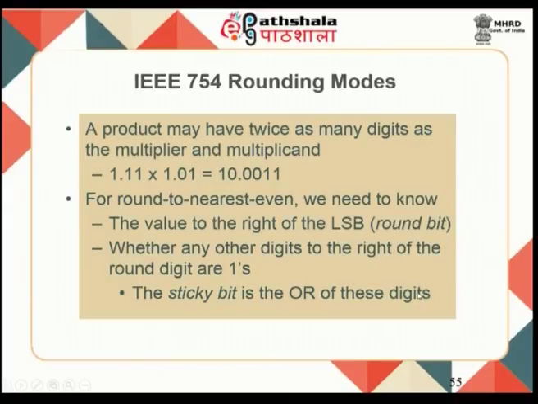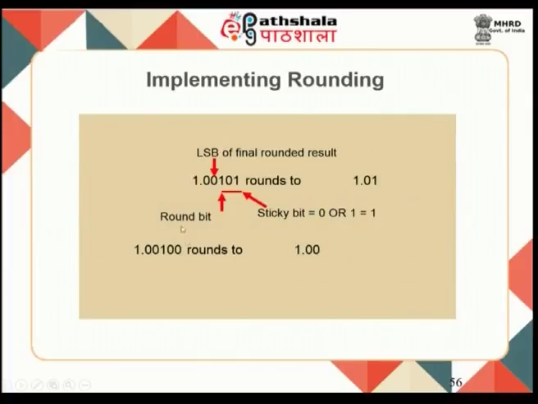So, this rounding mode is very frequently used, and in order to do this you will have to have what is called a round bit, and what is called a sticky bit, which is the OR of the bits to the right of the round bit. So, this indicates where you are going to stop, this is the round bit, and the OR of these bits indicates the sticky bit. Here the sticky bit is 1 because the OR of these is 1, and 1.00100 is rounded off to 1.00.